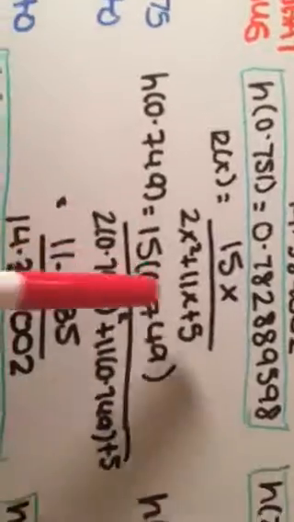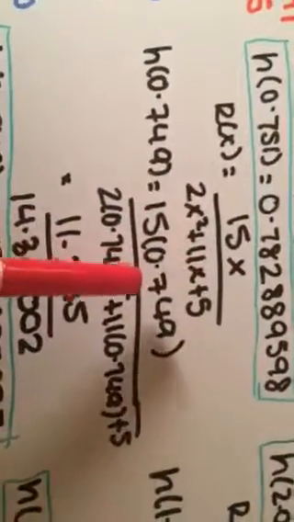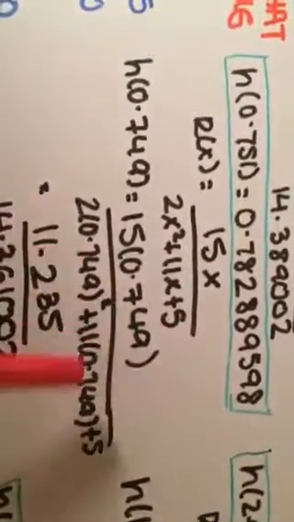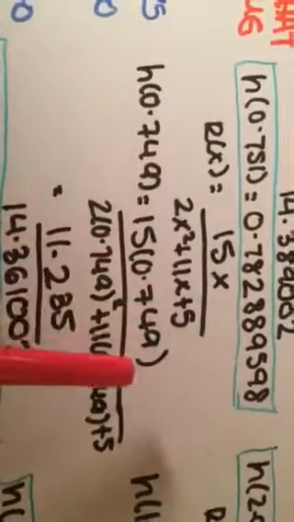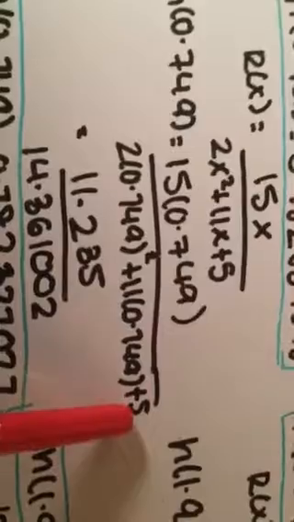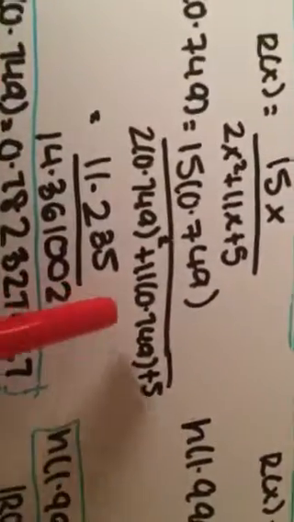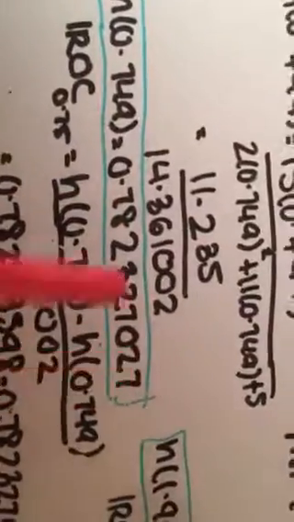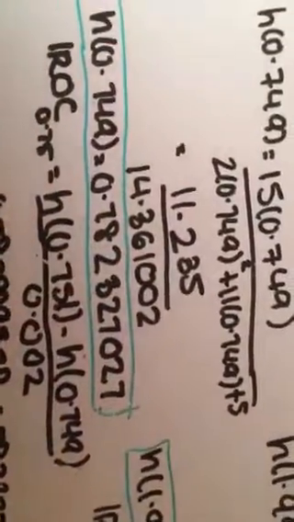So over here we have our x's again, and we're just plugging in 0.749 for those x's. We're going to multiply the numerator, then put the denominator in your calculator, divide the two, and get this nice long number here. So now we're going to use our very important IROC equation right here.